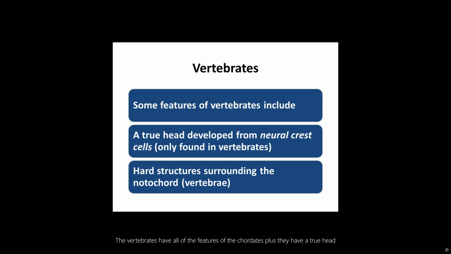The vertebrates have all of the features of the chordates, plus they have a true head that is developed from a clump of neural crest cells and hard structures called vertebrae surrounding the notochord. These two features are only found in vertebrates.